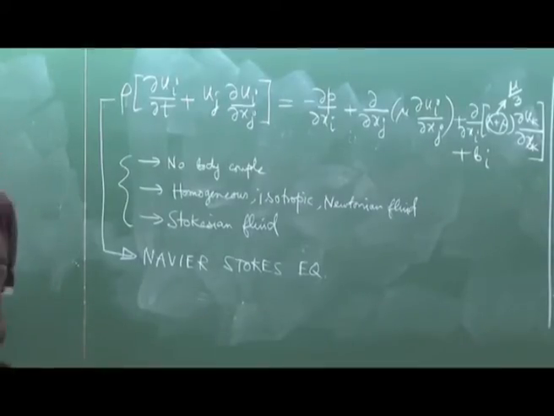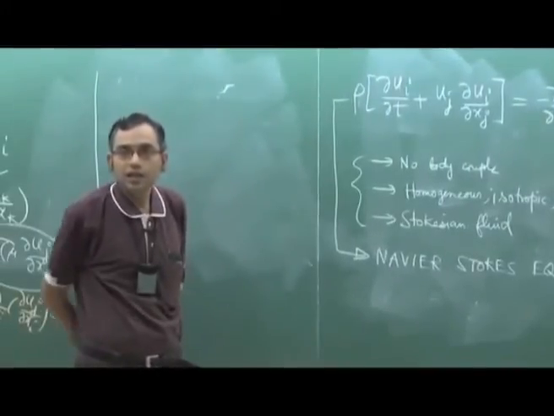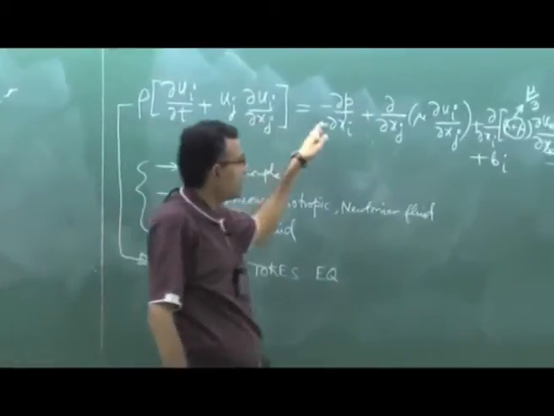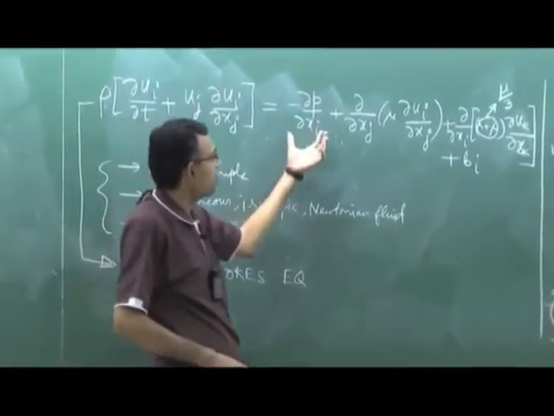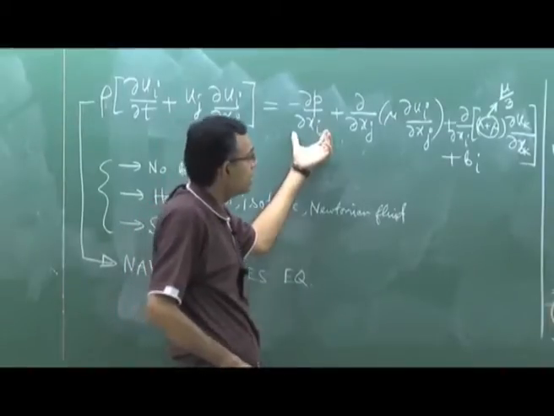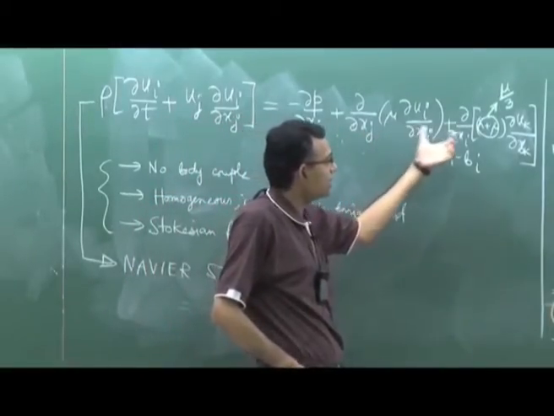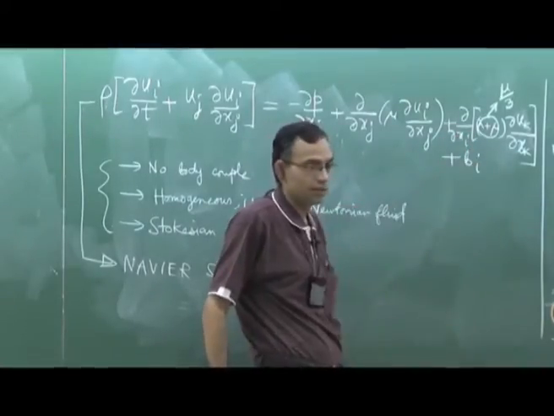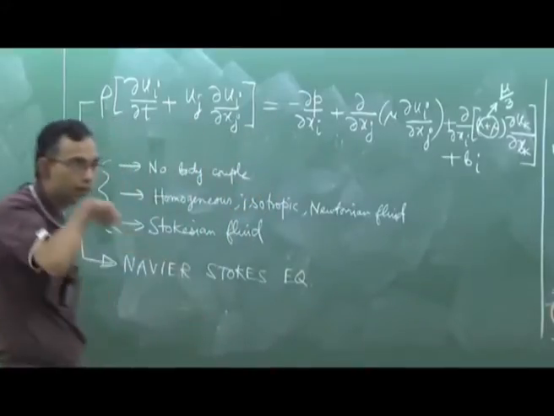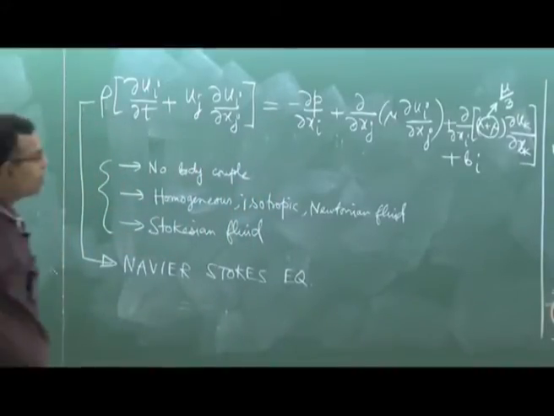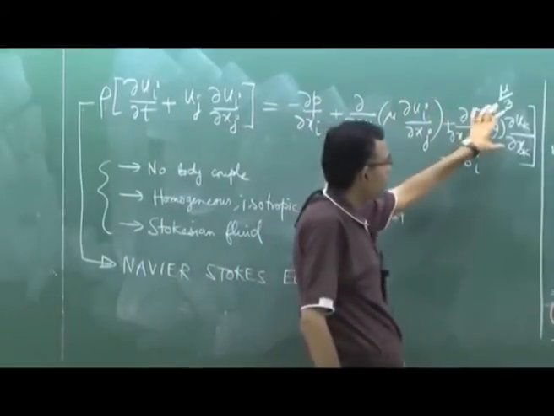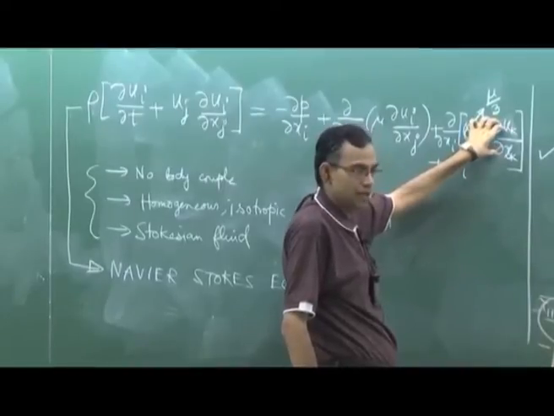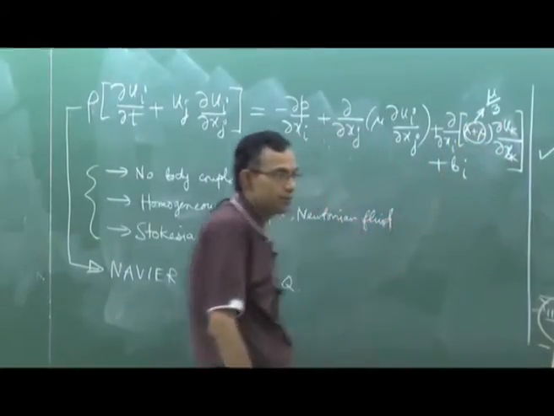So again, what are the physical implications of various terms? The left hand side is mass into acceleration per unit volume. So right hand side is force per unit volume. This is force due to pressure gradient, this is the viscous force, and this is the force due to volumetric dilation combined with linear deformation. So for compressible flow this term is already there, but for incompressible flow this term is not present, and this is any other body force.